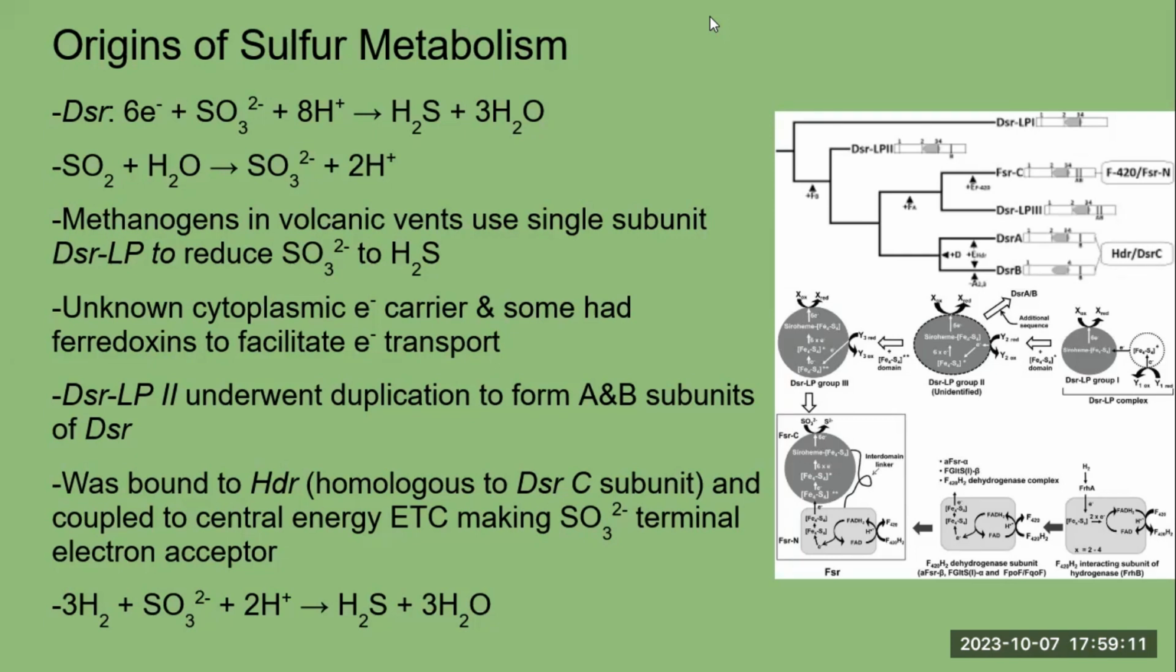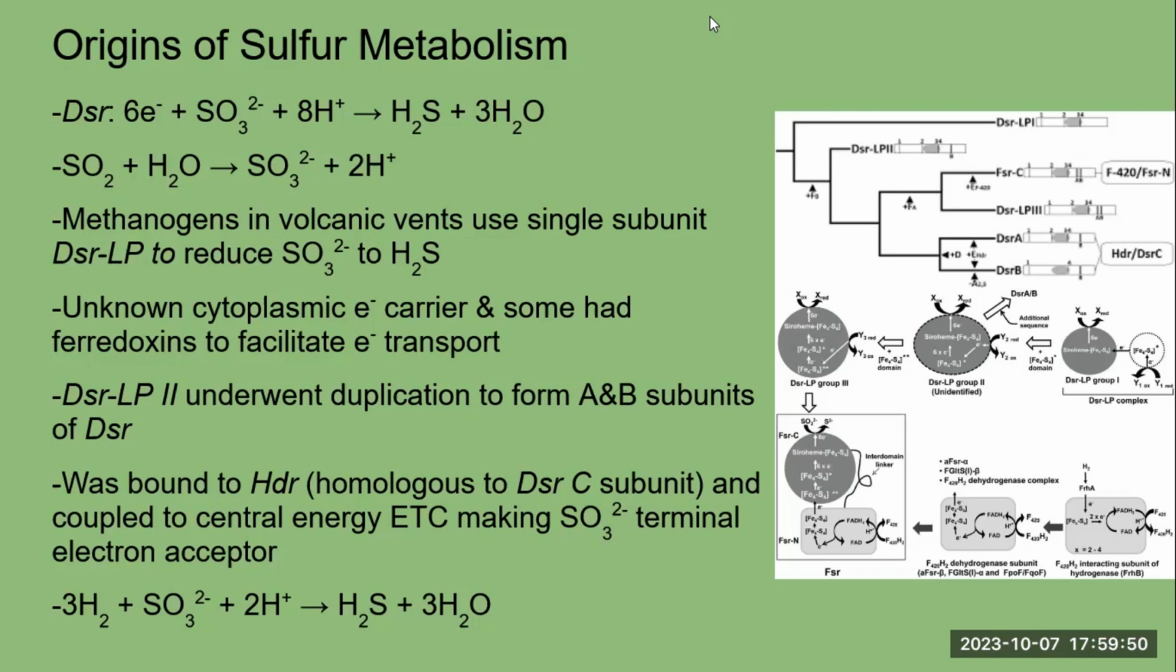Methanogens, which inhabit these systems, often possess DSR-like proteins, which are essentially simplified versions of DSR. These possess a single subunit and float around within the cytoplasm. They perform the same reaction as DSR and obtain electrons from an unknown cytoplasmic electron carrier, while some possess iron-sulfur clusters to facilitate the flow of electrons within the enzyme. One lineage of these, known as DSR-like 2 proteins, underwent a gene duplication to form the A and B subunits of DSR.